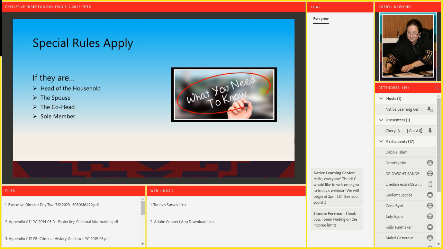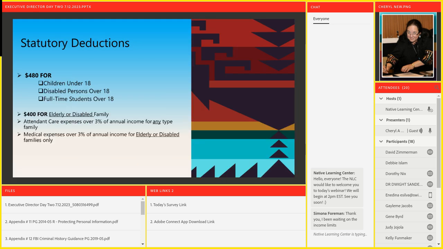So as I referenced yesterday, there's special rules if you are the head of the household, the spouse or the co-head, or the sole member. Certain things can take place if you do sit in that position, and there's certain deductions that you can't have if you sit in that position, okay? So it's really important to know what applies to what.